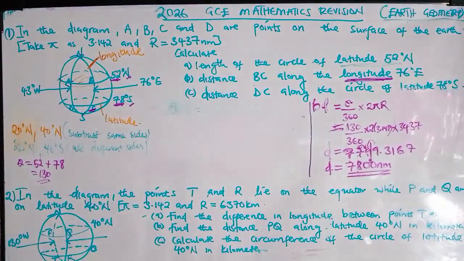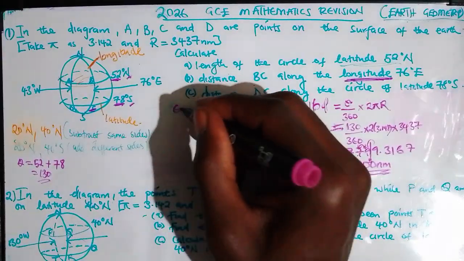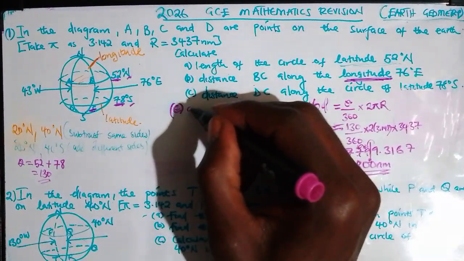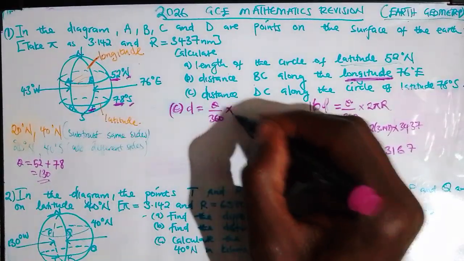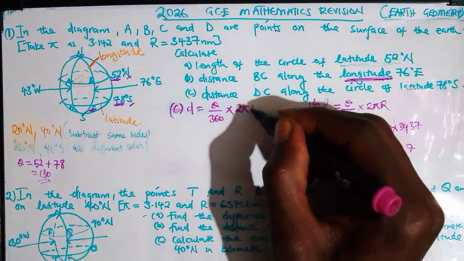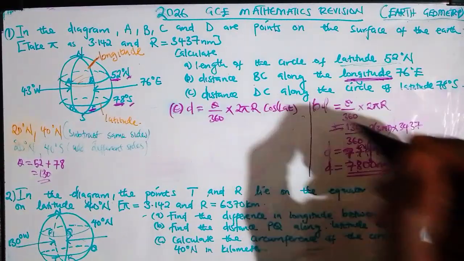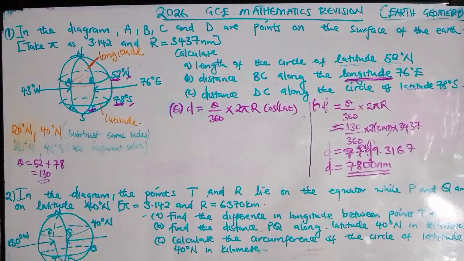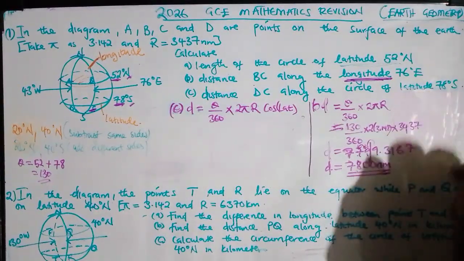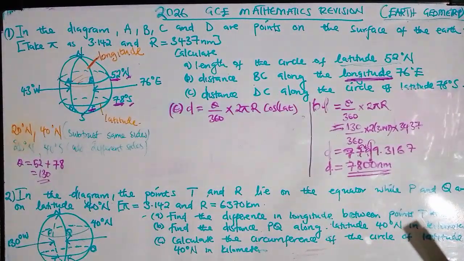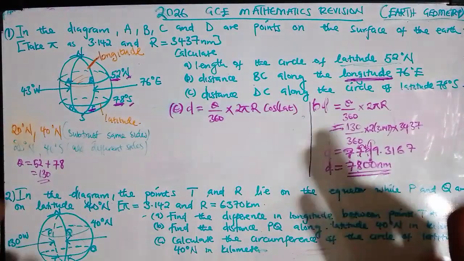So question C here. Remember, the formula is the same. Distance is equal to theta over 360 times 2 pi r cos lat. So here we have added cos latitude. I told you, whenever you see latitude, make sure you use it. Always latitude is usable. So again, going back to our first thing. What is our first thing?